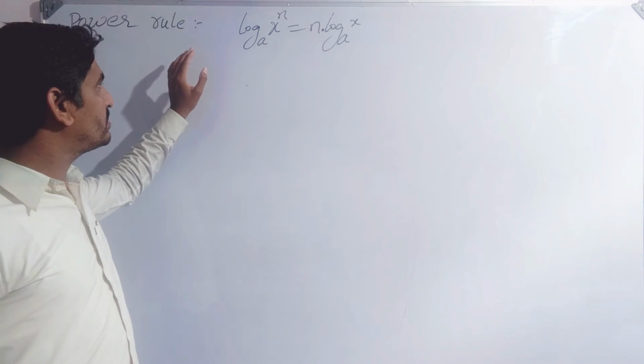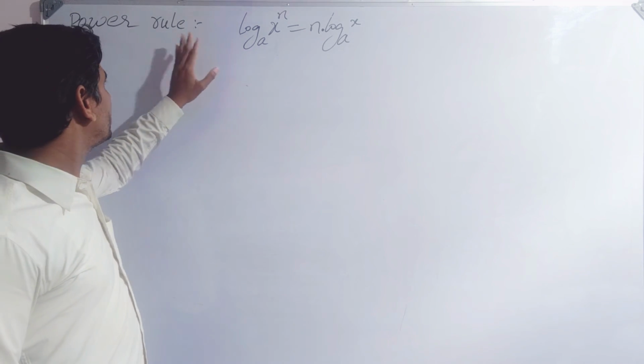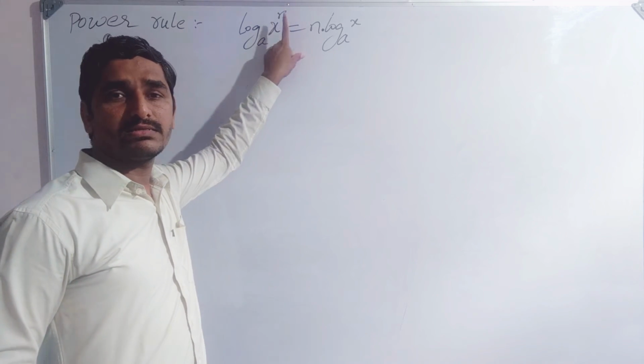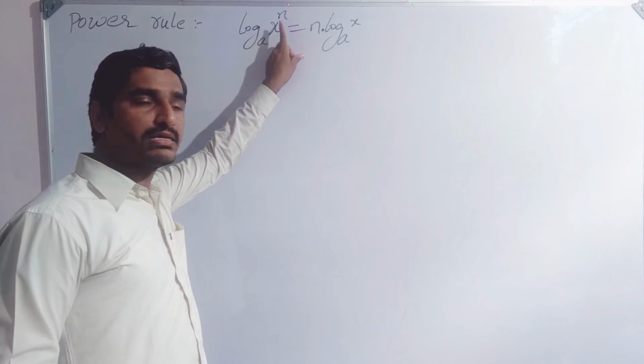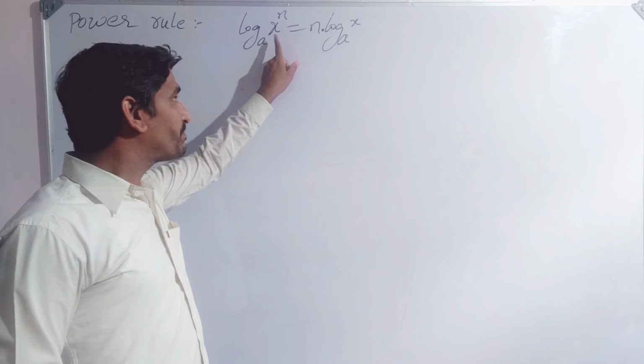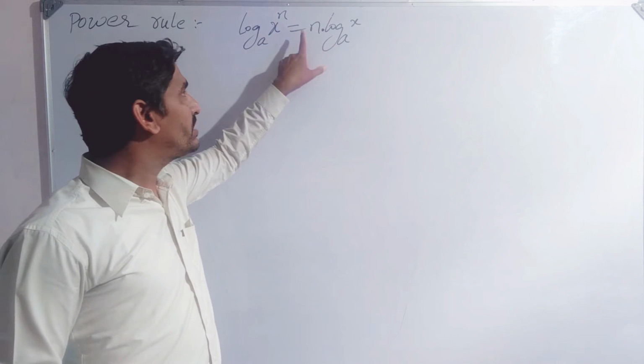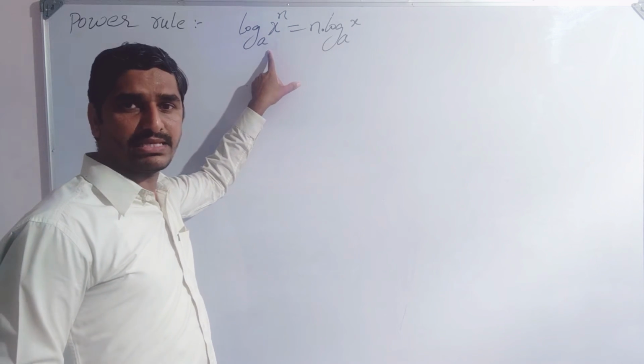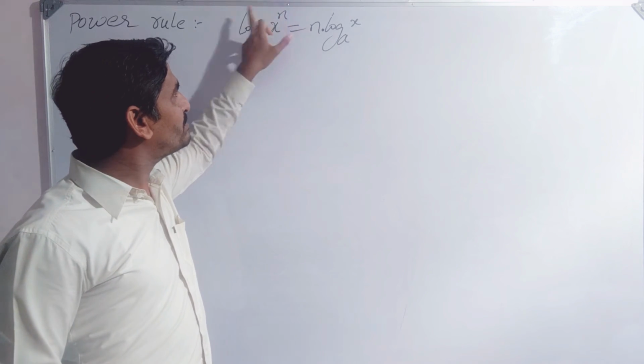Now, the power rule in logarithms. See this power rule: the logarithm of x to the power n, where n is the power of x, to the base a, gives the power times the logarithm of x to the base a. That number, the power, comes to the front.